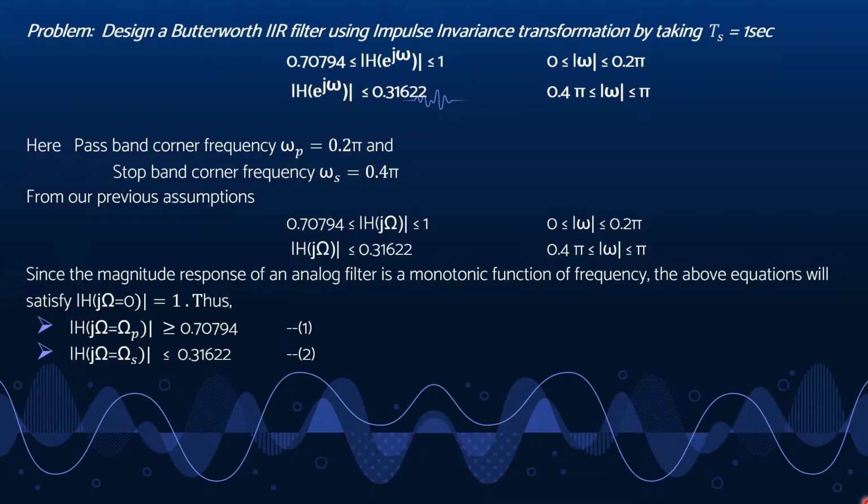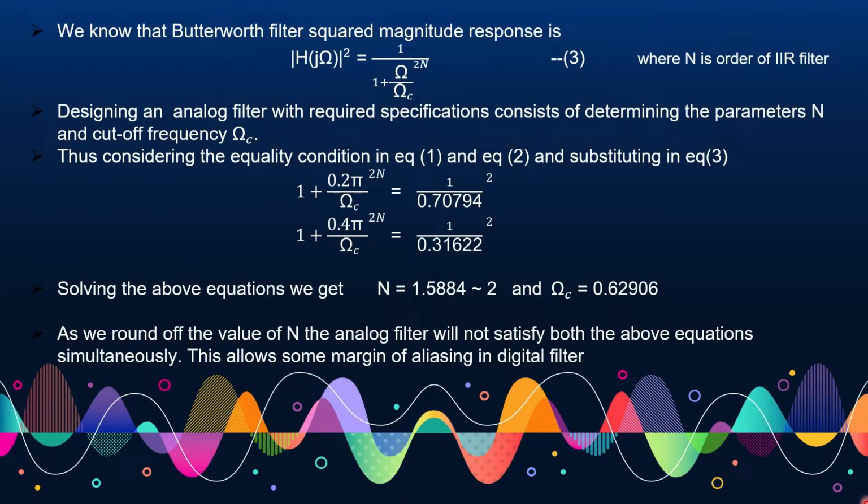Since the magnitude response of an analog filter is a monotonic function of frequency, the above equations will satisfy mod of H of j omega at omega equals 0 is 1. The attenuation in the passband is given as 0.70794 and the attenuation in the stop band is given as 0.31622. We know that the Butterworth filter squared magnitude response is mod of H of j omega whole square is 1 by 1 plus (omega by omega c) whole power 2n.